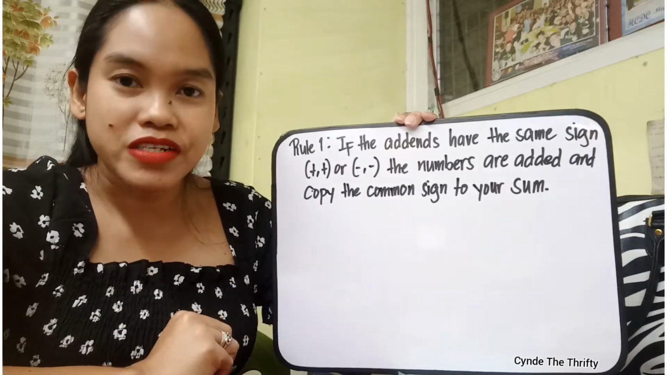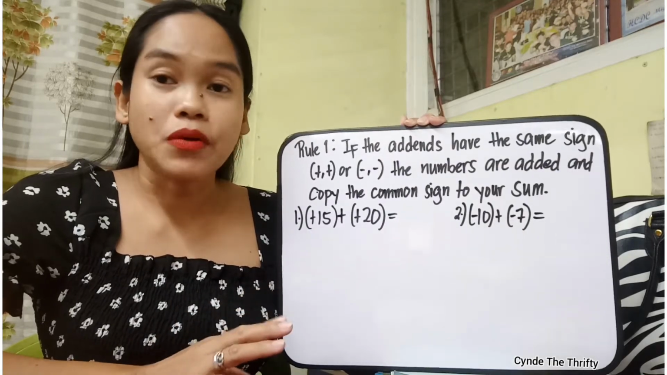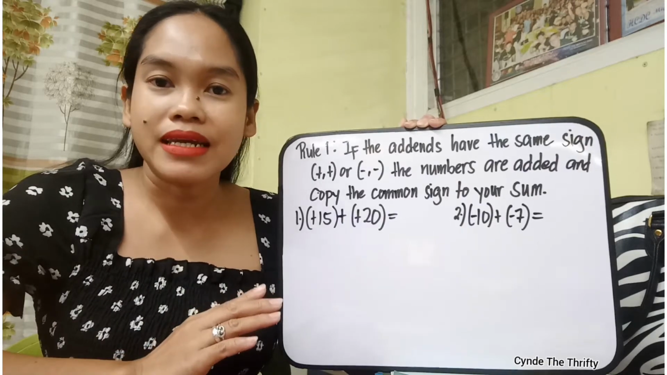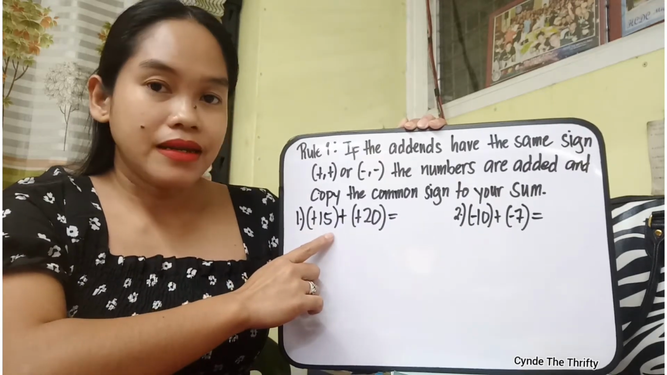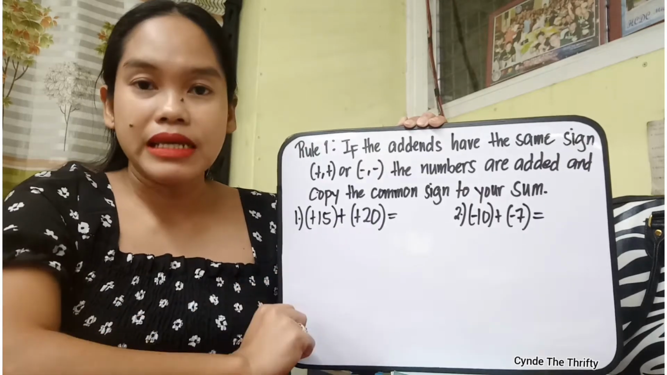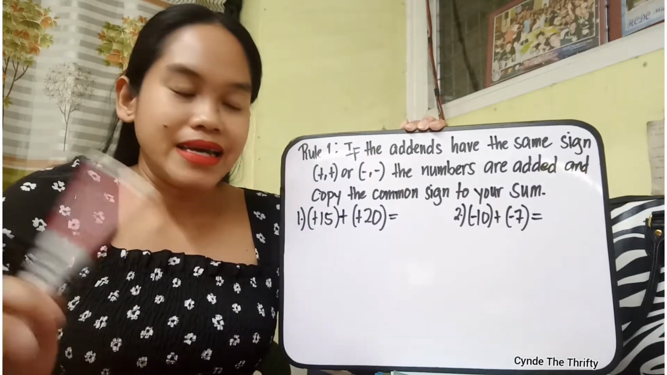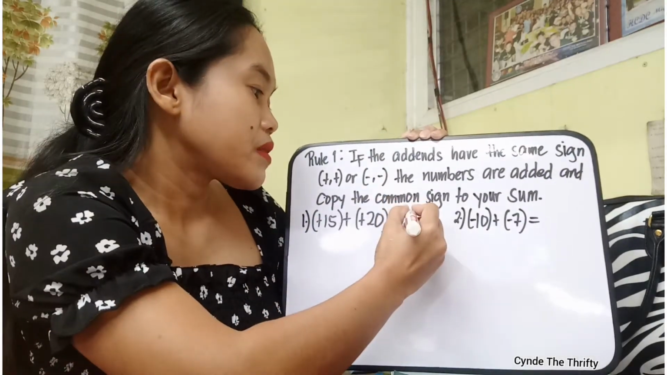or sa iyong answer. Ngayon is i-apply na natin ang ating rules, which is kung meron silang magkaparehong sign, ibig sabihin i-add lang natin yung number and then i-copy natin yung common sign. So for example, this one, positive 15 plus positive 20 is equal to, ano yung rule natin? I-add natin yung addends or yung mga numbers. So 15 plus 20 is equal to 35.